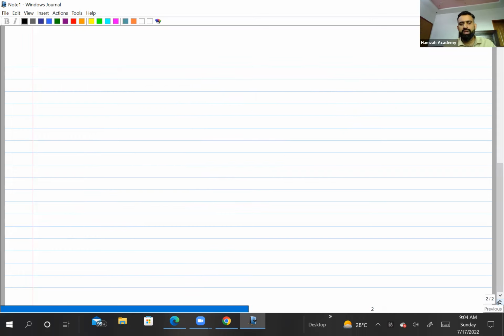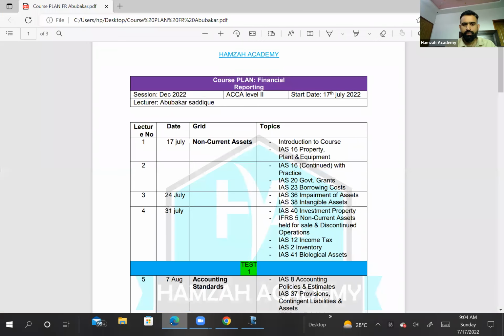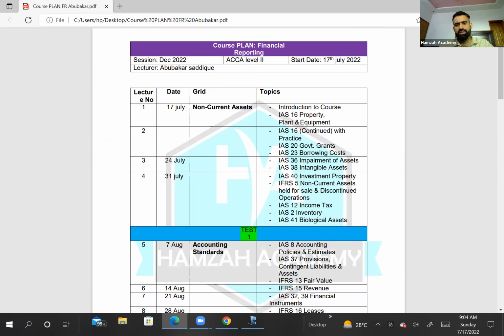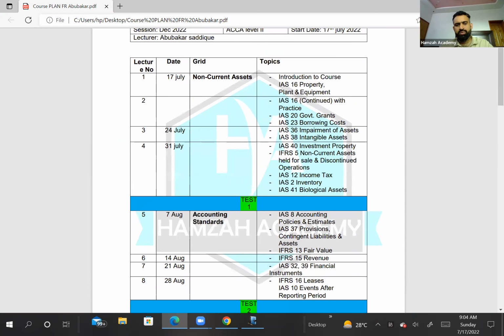Now, if we discuss the course plan, here we have the course plan. Let's discuss this first, then we will discuss the exam pattern, that is how the exam will appear in your paper, how the questions will appear in your paper. So this is the course plan. I'm your tutor, Abu Bakr. This is the course plan, and this is the syllabus which we're going to discuss now.